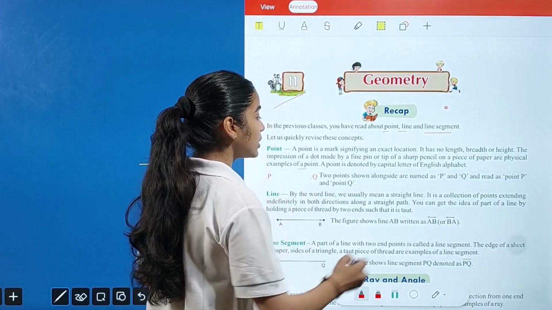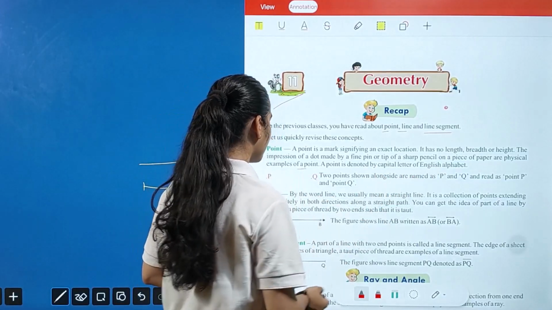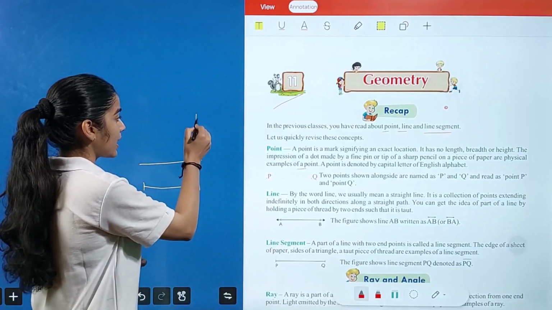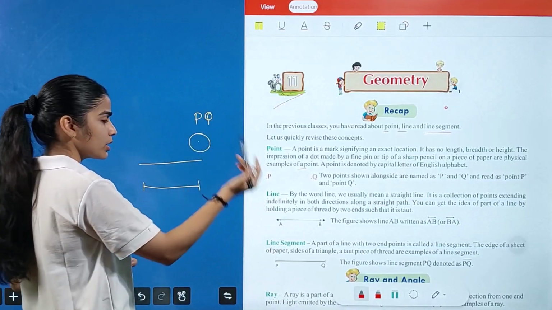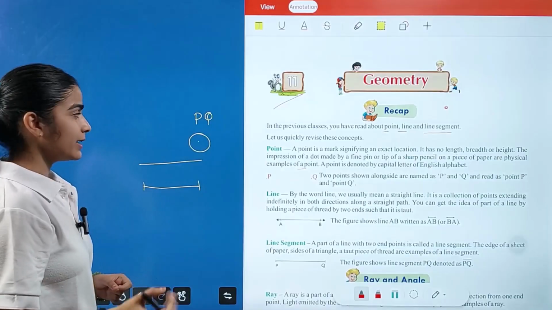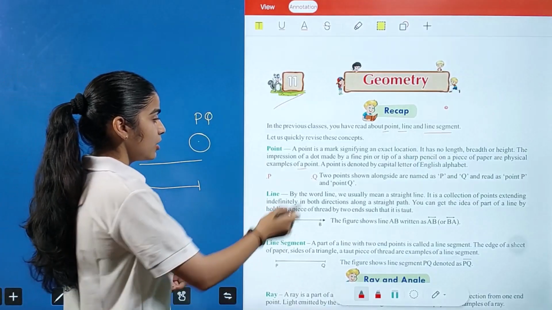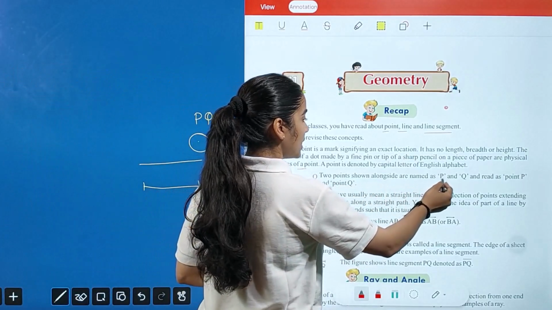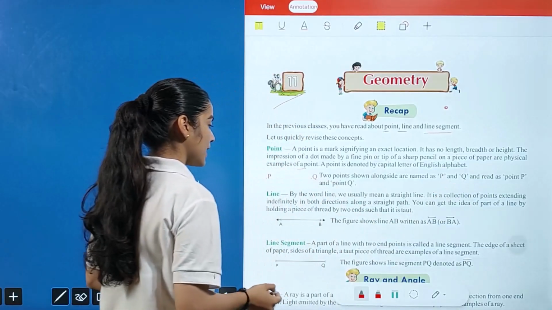A point is denoted by a capital letter of the English alphabet. You can represent this point as P, as Q. It's totally up to you. You can label it A to Z, any alphabet. Two points shown alongside a name, P and Q, are read as point P and point Q.